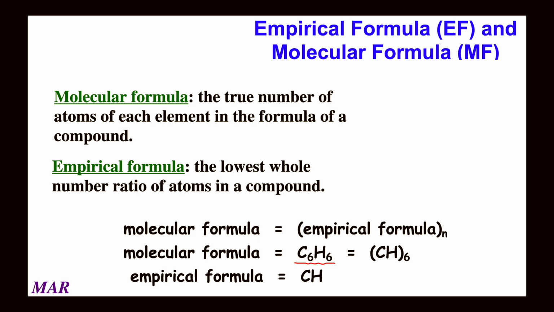C6H6 is a compound that's used a lot in organic chemistry. It's called benzene, and the molecule benzene does have 6 carbons and 6 hydrogens. If you want to define the empirical formula for it, it's the smallest or lowest whole number ratio. So notice that if you take CH and you multiply it by 6, that's going to give you the actual formula for benzene, C6H6. So for benzene, we would say that the molecular formula is C6H6, but the empirical formula, the smallest whole number ratio of atoms, is just CH.